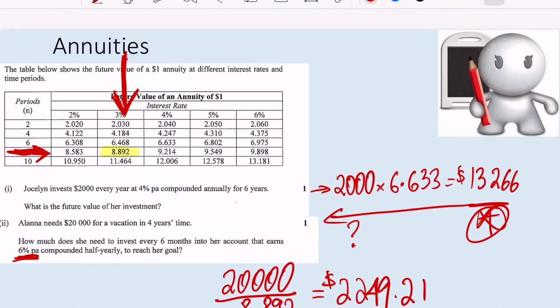Once again, we can ask you a question in regards to interest. How much interest does she earn from the bank to achieve this target? Well, it'll be the future value, which is 20,000, take away 8 lots of $2,249.21. Something similar to what I showed in the first part.